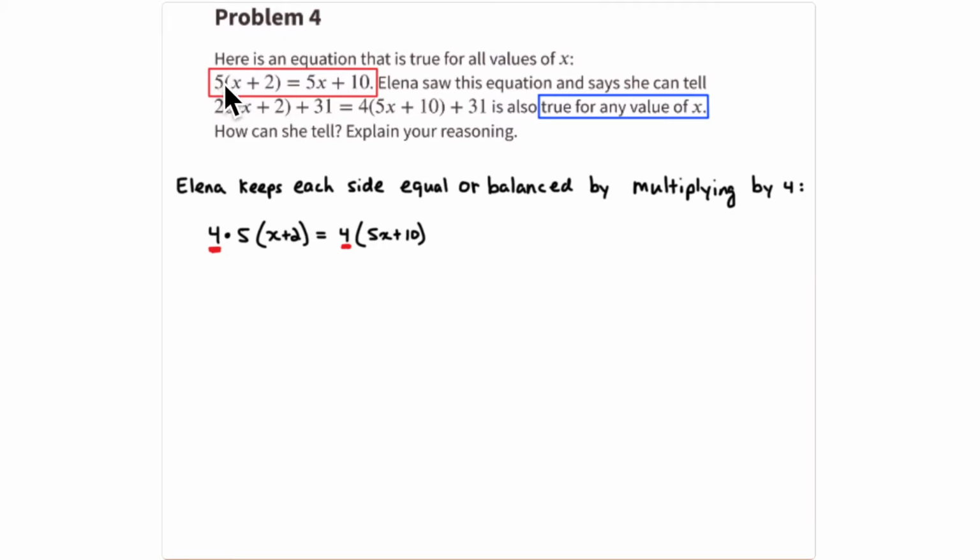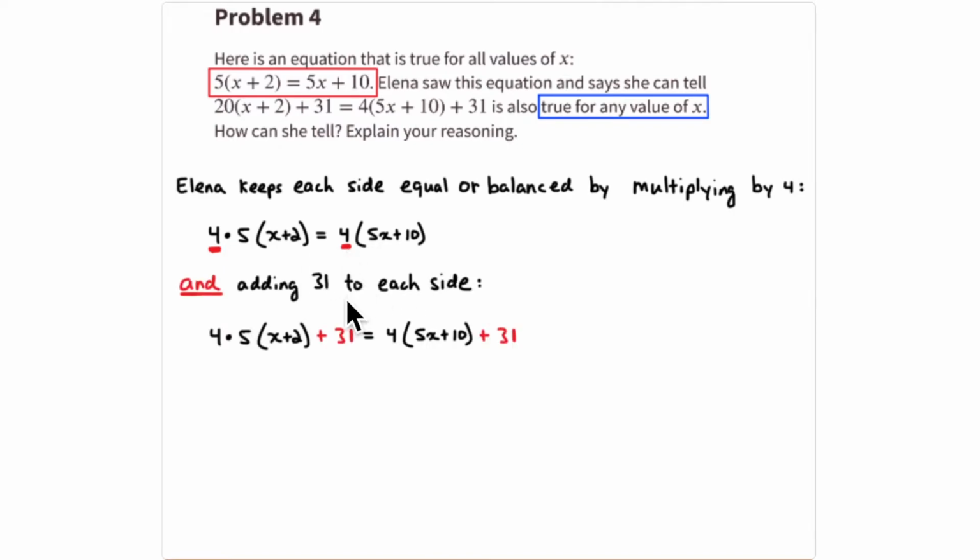So she multiplies 4 times 5, which gives her 20 right here, or she multiplies 4 times this whole thing, which is 4 times all of this, which eventually will be 20 right here. 4 times 5x is going to be 20x, and 20 times x is going to be 20x. So she keeps the sides balanced by multiplying by 4 and adding 31 to each side.